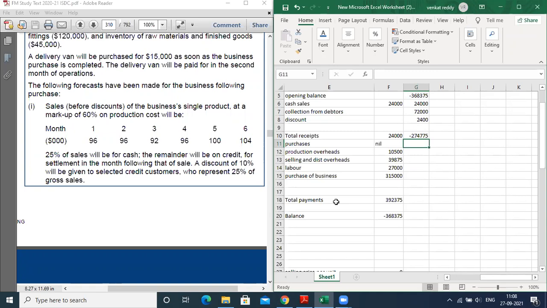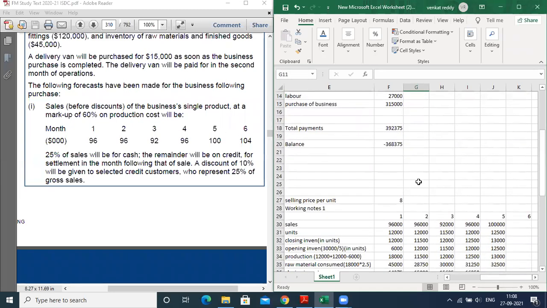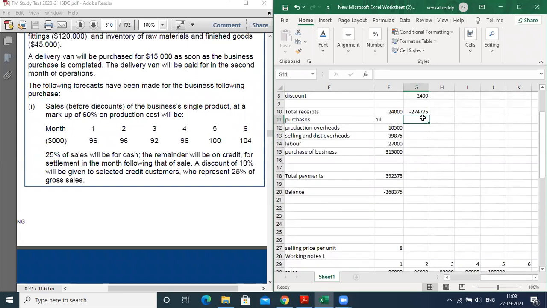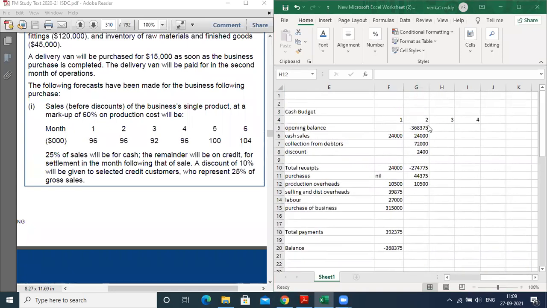Right. Now the purchases. So previous month. So the first year purchases we need to take. So first year purchases, how much we got? 44,375. Then there is no change in the production overhead. So production overhead is 10,500. Total receipts, na? Here just see this one. Opening balance, there's cash sales, there's collection from debtors minus discount because we are giving discount, na? So it is minus 2,74,700.